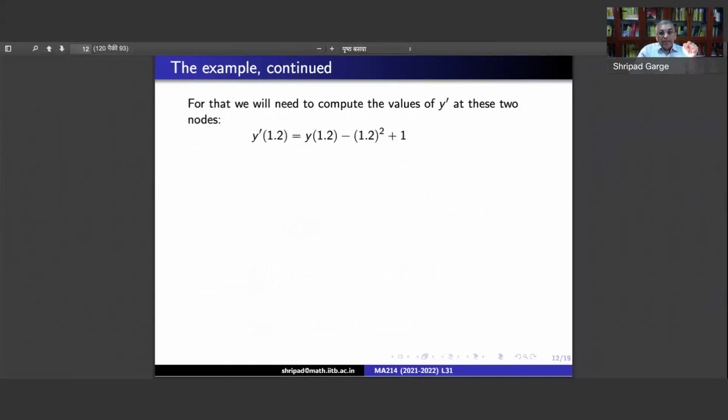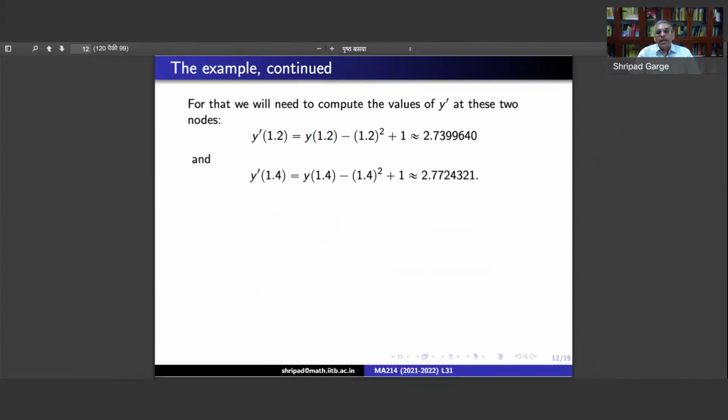It is y minus t square plus 1. So y prime at 1.2 is going to be y at 1.2 minus 1.2 square plus 1. And then the approximate value can be computed because y 1.2 is the w1. We put the value and compute this, which is 2.7399640. And similarly, we can compute y prime at 1.4. So we now have approximations for the y values at 1.2 and 1.4. We have the approximations for the y prime values at 1.2 and 1.4.